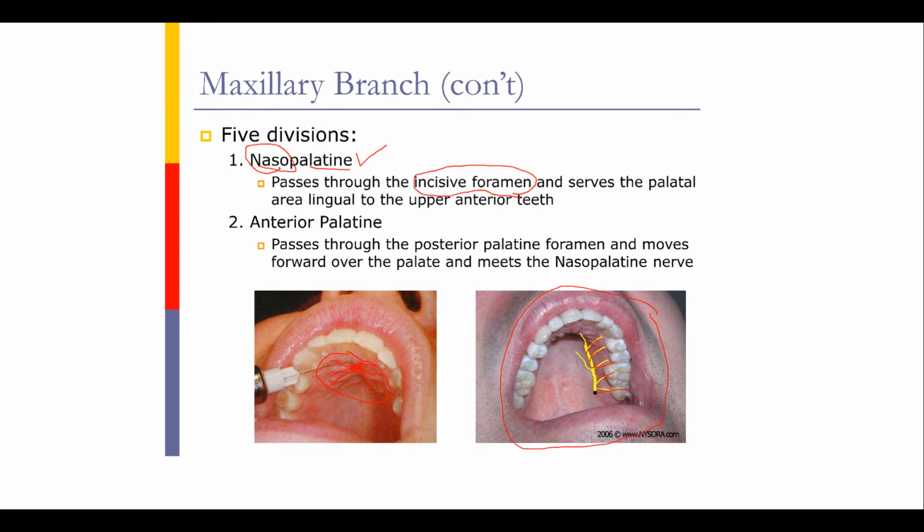So the anterior palatine nerve, unfortunately, is not anterior. It passes through the posterior palatine foramen. Remember, we talked about these. There were two foramens back here. Greater and lesser palatine foramens are back here. And I'll show you that on the next picture. It moves forward over the palate and meets the nasopalatine nerve. So the anterior palatine nerve covers the rest of the palate. Nasopalatine is in the front, anterior palatine either side on the back, covering the rest of the palate.